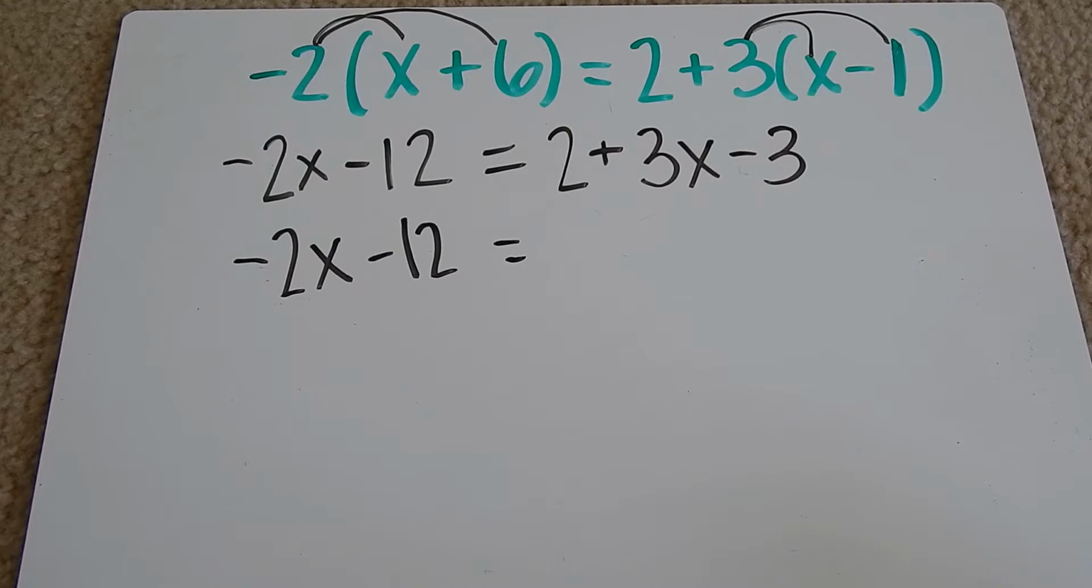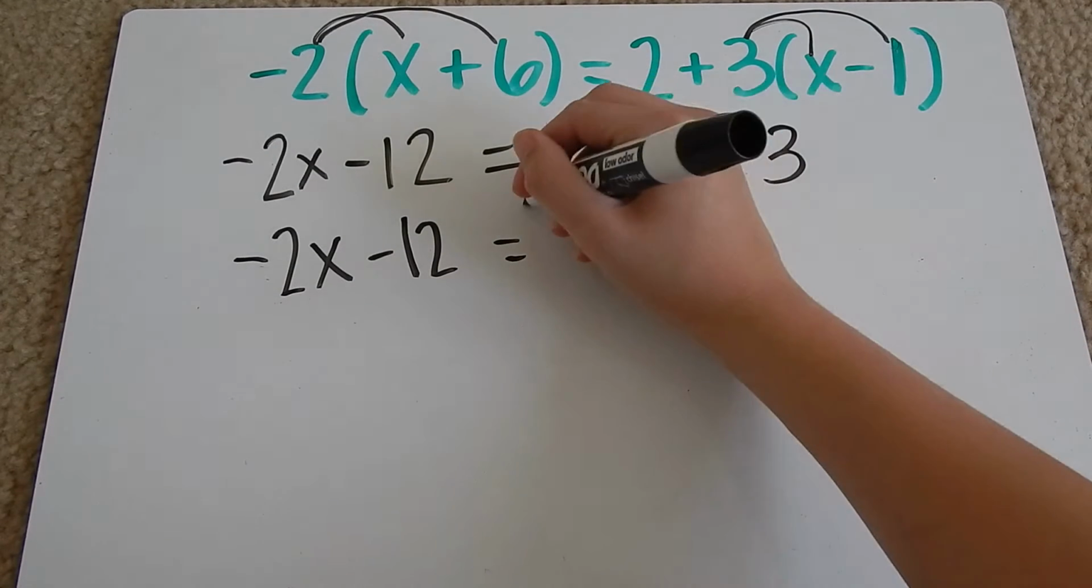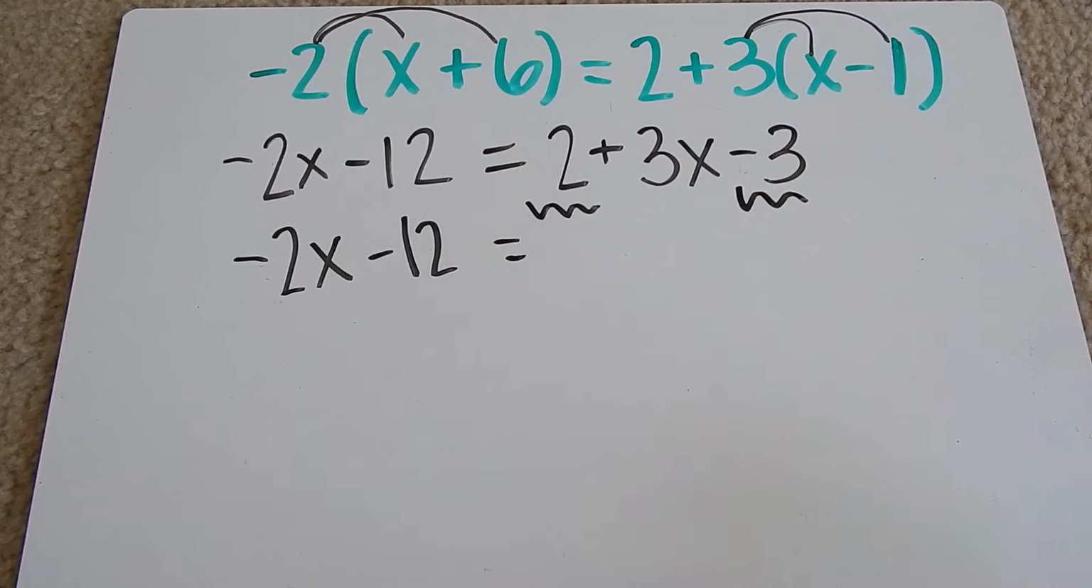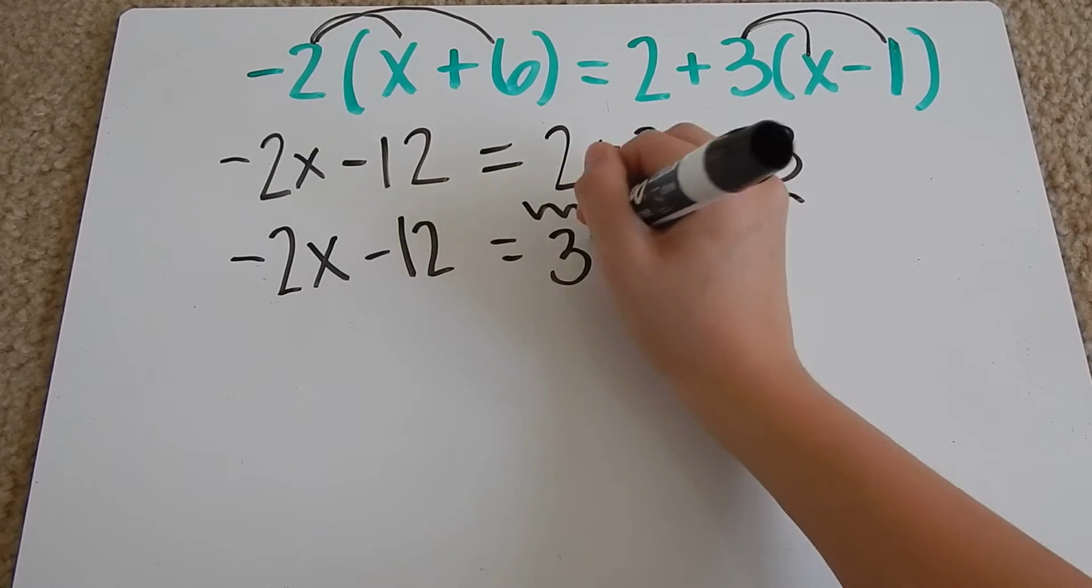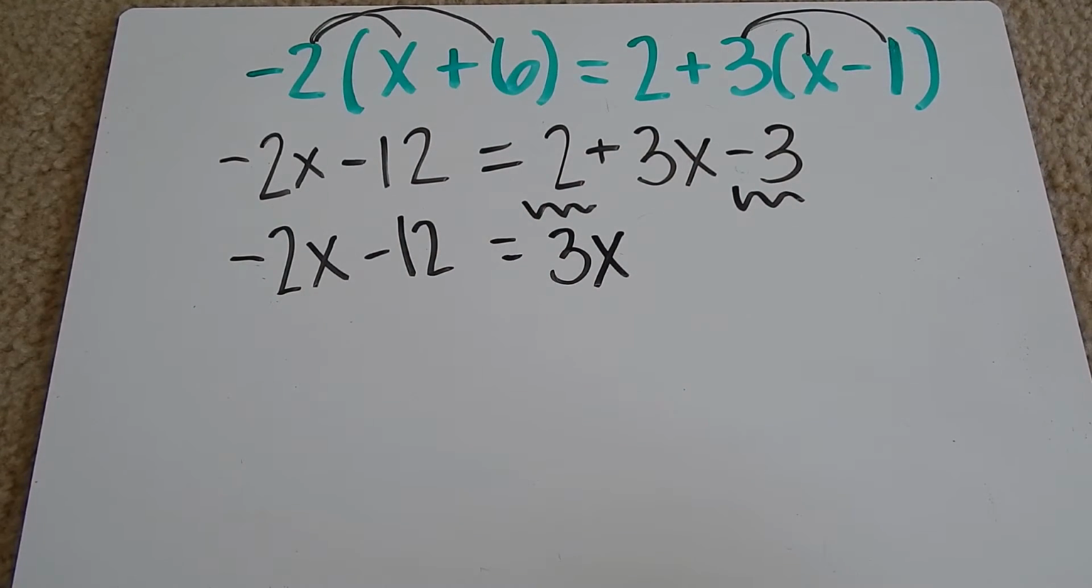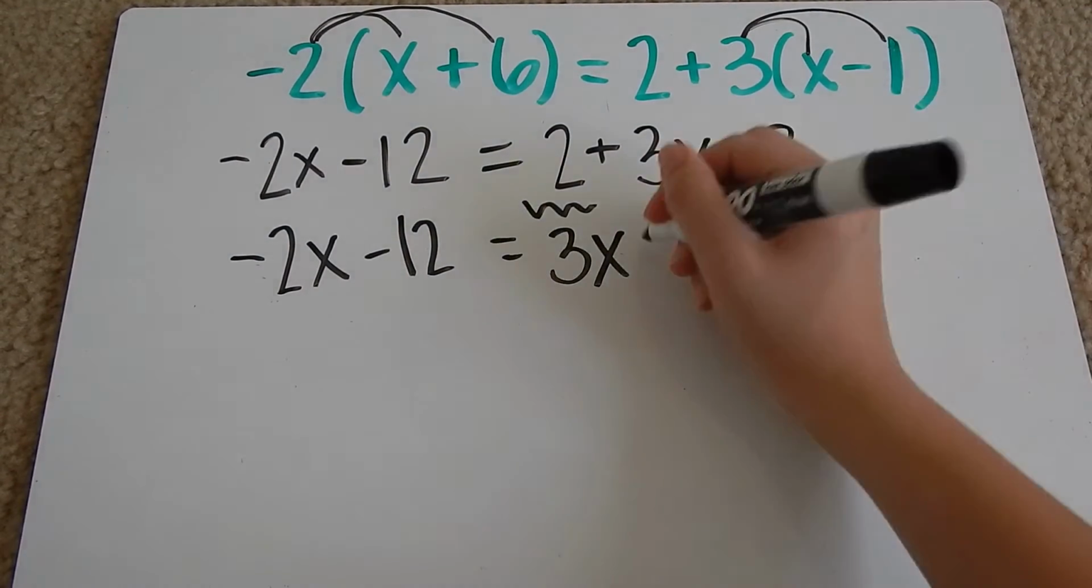On the right-hand side, I do have like terms. I have constants, a negative 2 and a positive 2 and a negative 3, and I'm going to add those together. I'm just going to bring down my 3x first, and then we'll add 2 plus negative 3 is negative 1.